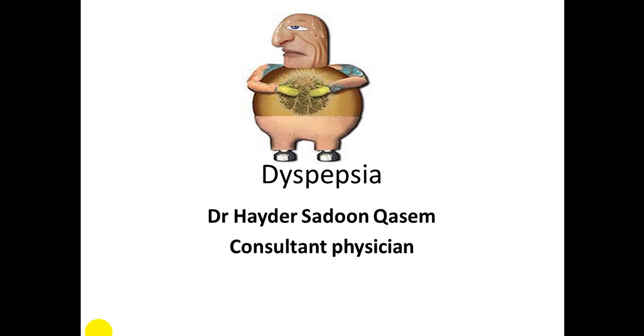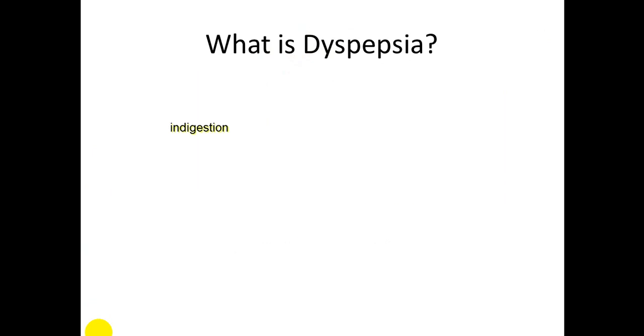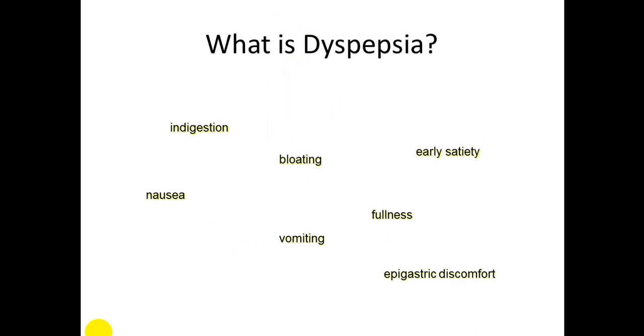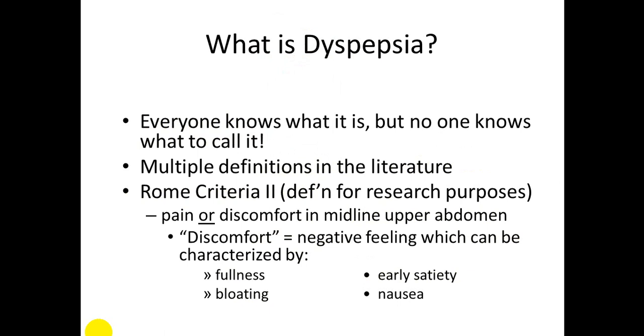Today we will talk about approach to the cardinal manifestation of the diseases, and our topic will be dyspepsia. What's dyspepsia? This vague term could be indigestion, bloating, early satiety, nausea, vomiting, epigastric discomfort, fullness, stomach upset, heartburn, stomach ache, queasiness. All these terms could be referred to as dyspepsia.